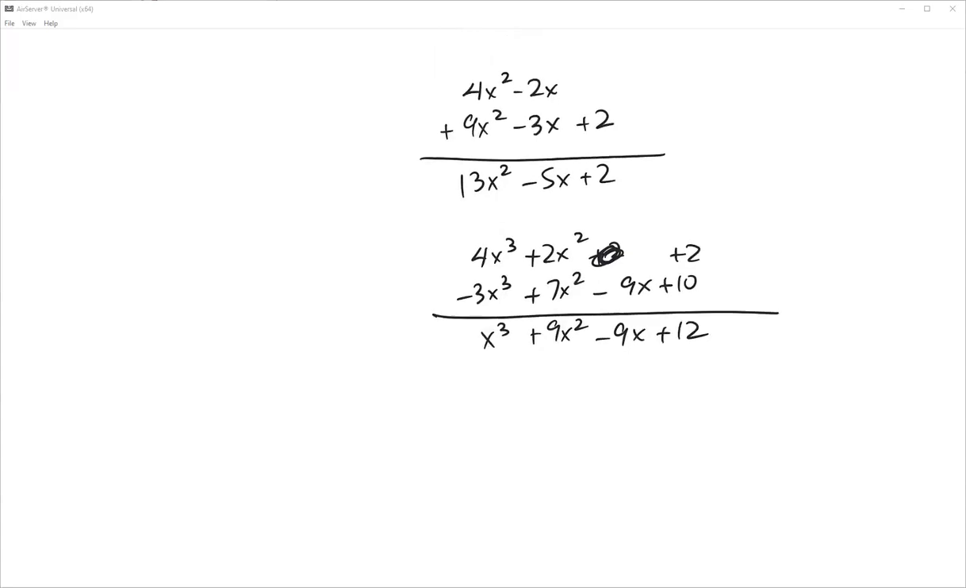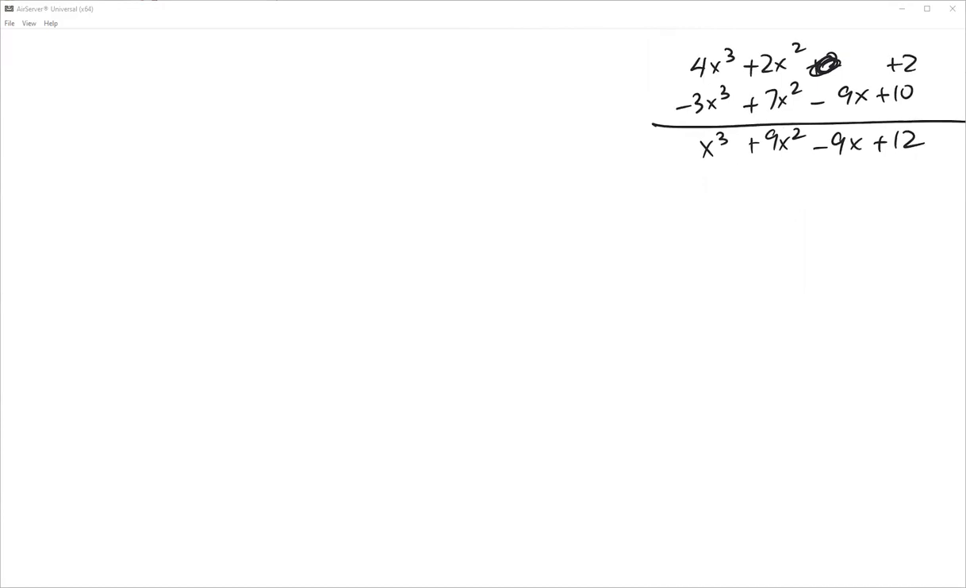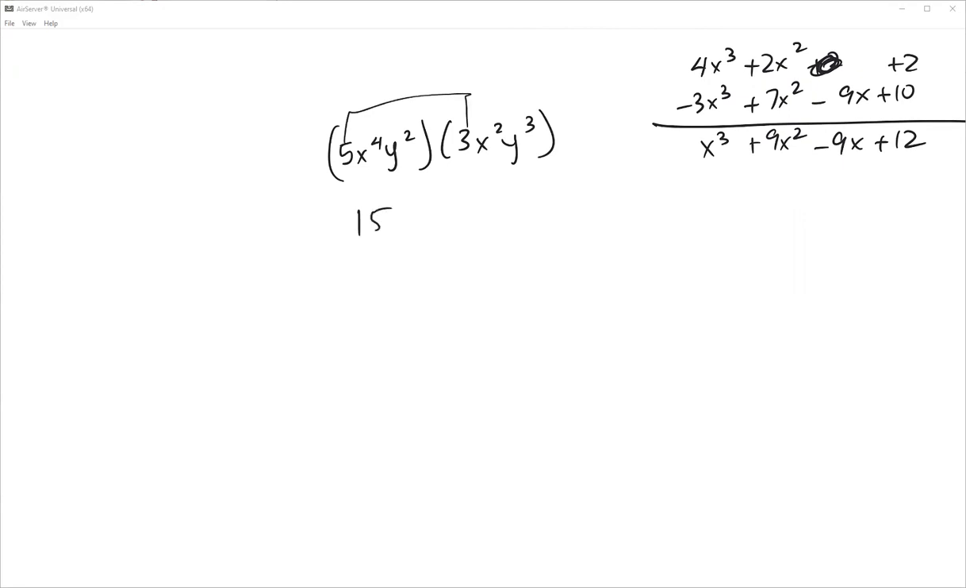Level 2, number 3. Be careful not to FOIL on that one because there's no plus or minus sign in between any of those terms. So it's just straight up multiplying. This is just 5 times 3 is 15. This is x to the fourth times x squared is x to the sixth because you're just adding the exponents. And then y squared times y to the third power is y to the fifth power. You're just adding them.